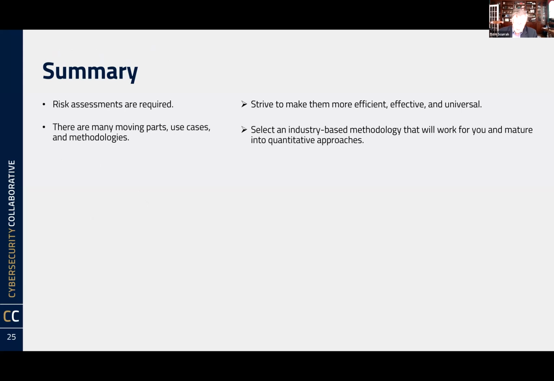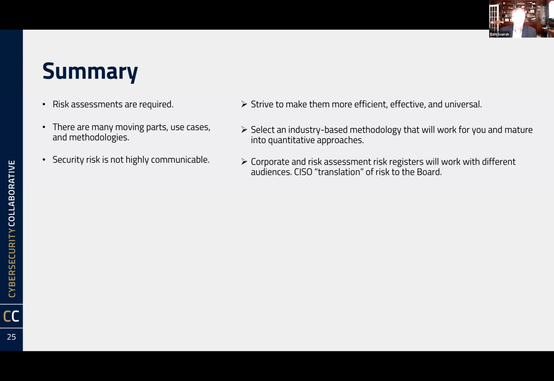Risk assessments are required. Strive to make them more efficient, effective, and universal. There are many moving parts. Select an industry-based methodology that will work for you and mature into quantitative approaches. Security risk is not highly communicable, but corporate risk assessment risk registers will work with different audiences. And the CISO, as we learned, has to be very important in translating the details of the risk assessment to being able to have it understood and accepted by the board. And that is an active, ongoing process.